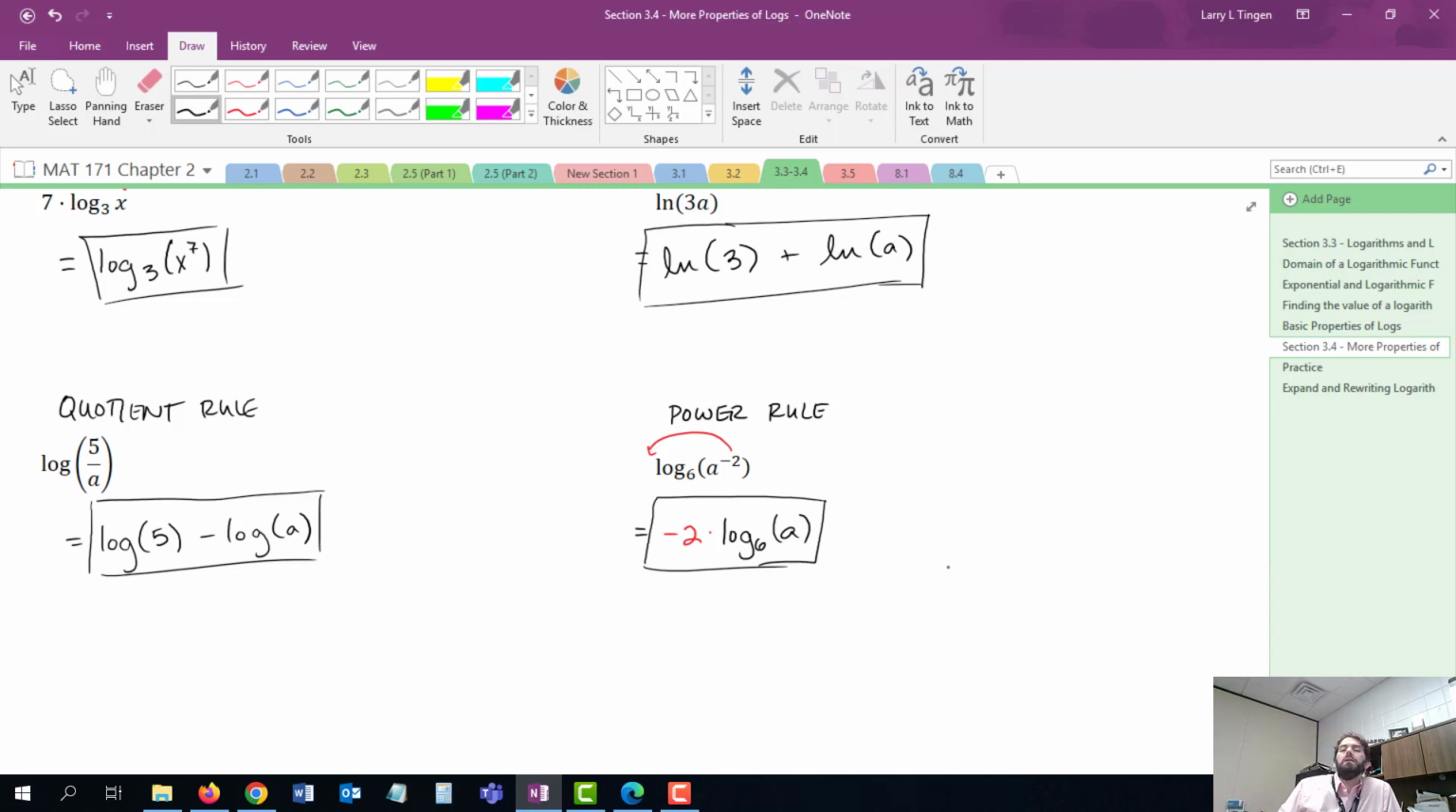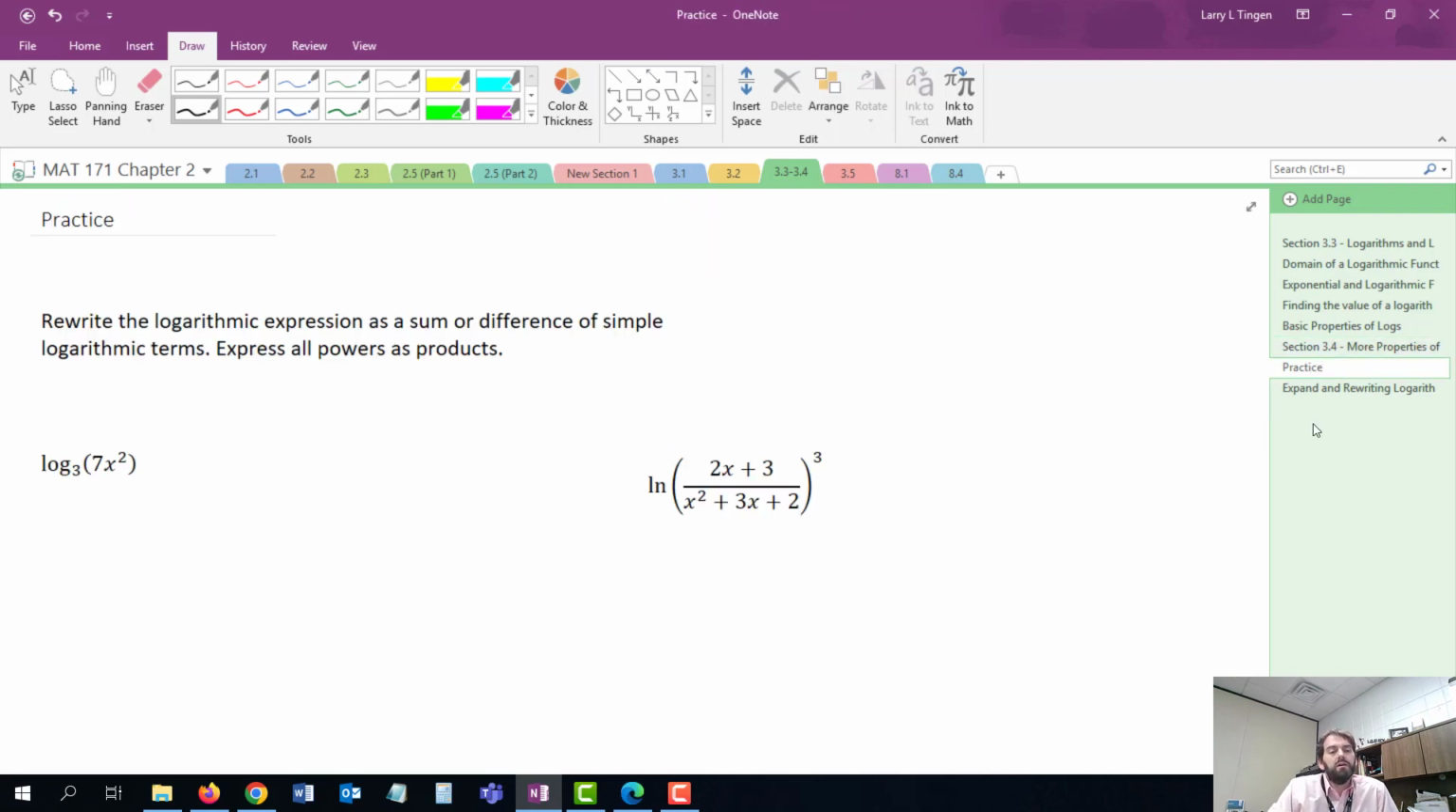All right, so let's do some practice. Rewrite these logs as the sum or difference of simple logarithmic terms. Express all powers as products. Okay, so this is going to require using multiple rules. Everything we just did on the last page was just a single rule.